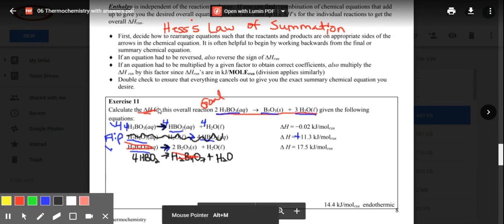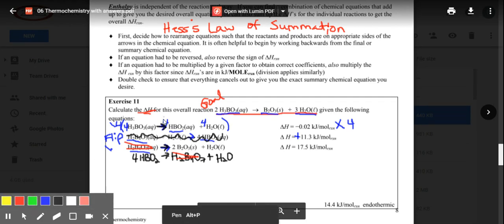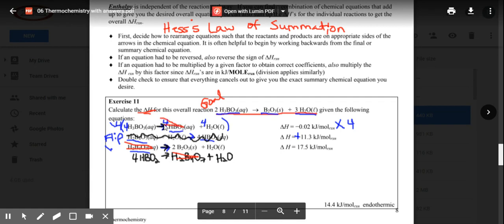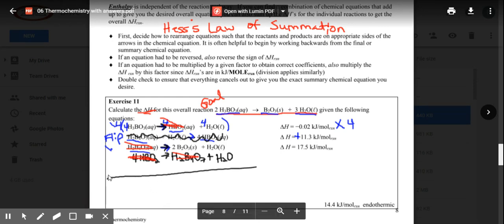Now that I have 4 of everything, since I multiplied this whole equation by 4, I also have to multiply this delta H value by 4 as well. Remember, whatever I manipulate here, I have to do to my delta H as well. Now I have the same number of HBO2s on both sides, so these guys actually cross out. Now I look to see if there's anything else in here that doesn't need to be, and I think everything's good. So now I'm going to combine all of these equations.